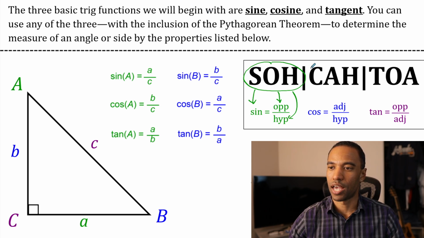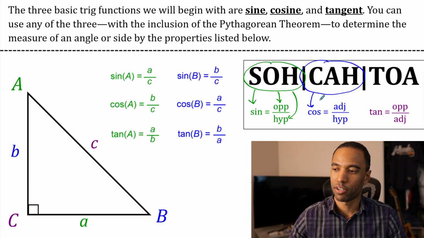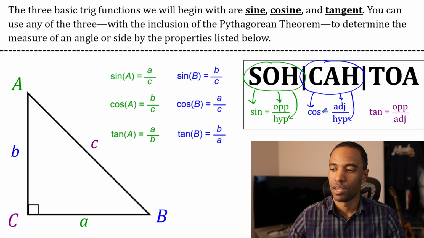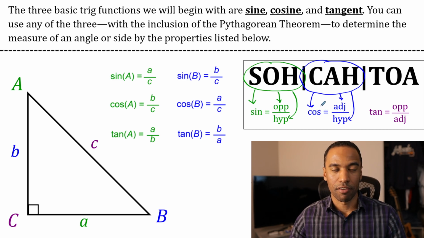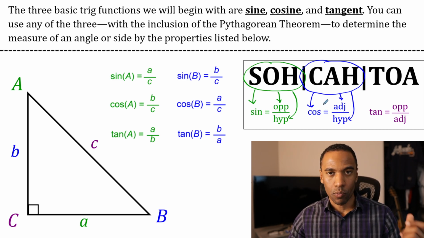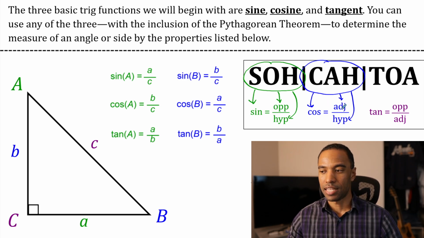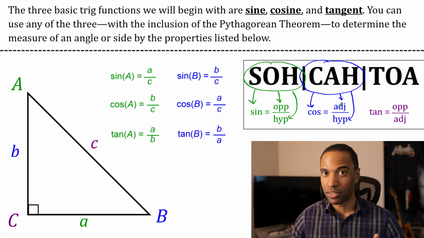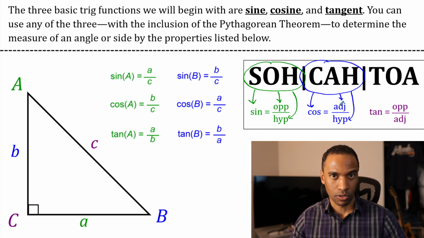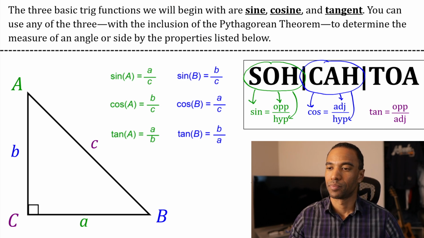When we use cosine, C for cosine, A for adjacent, H for hypotenuse. When you take the cosine of an angle measure, that ratio that you get out will be equivalent to taking the leg length adjacent to that angle and dividing it by the hypotenuse of the right triangle.